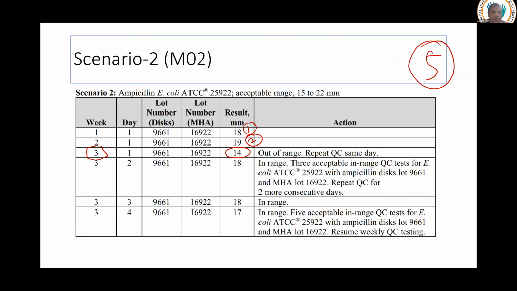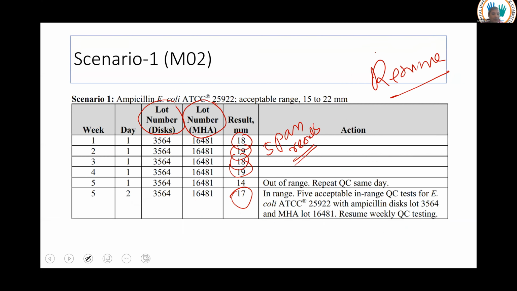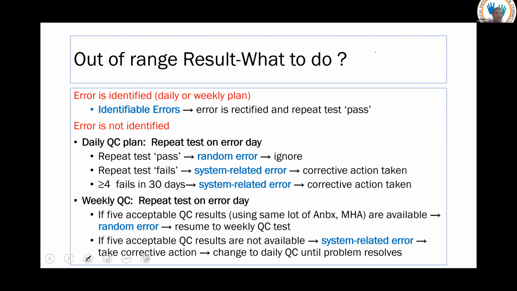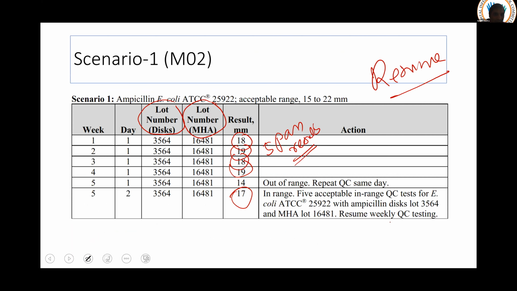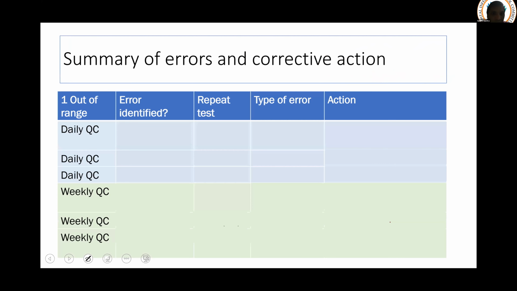So therefore, what you have to do is repeat for 3 more days continuously as a daily plan. You repeat for 3 more days, so that you will have 3 more past results. Altogether you will have 5 past results, then you can resume back to weekly plan. So this is how you have to handle random errors. Suppose you are not able to get 5 acceptable QC results, then it is called a system related error, and for all system related errors you have to take corrective action.